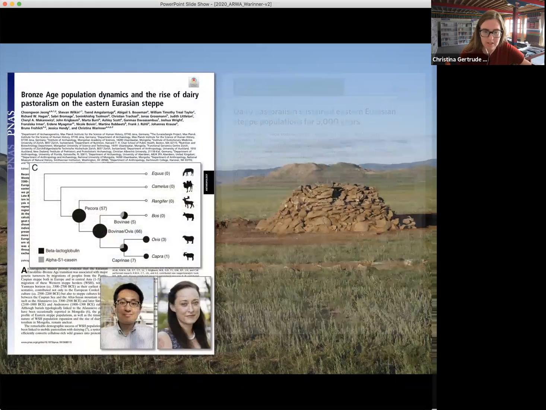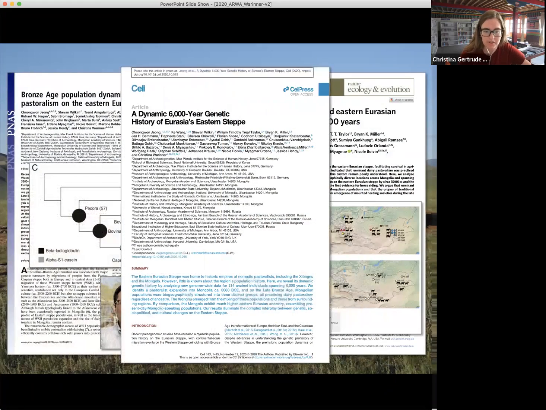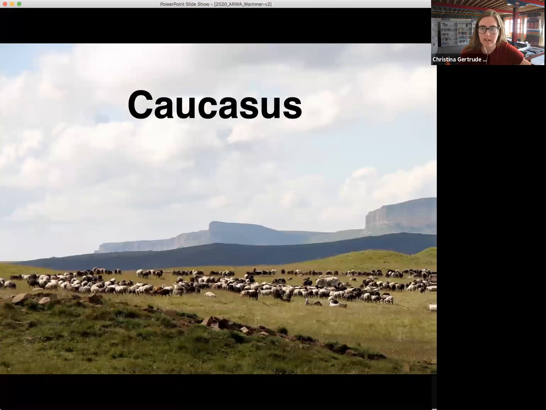So we published these in a series of 3 articles just a couple of years ago, and I'm happy to answer questions about those later. But we're starting to put some of the pieces together and to try to understand. So now we can put a date on when dairying begins in Mongolia. It begins at 3000 BC. We can see that it's associated with Afanasevo cultures. And we know the Afanasevo are closely genetically related to people from the Caucasus.